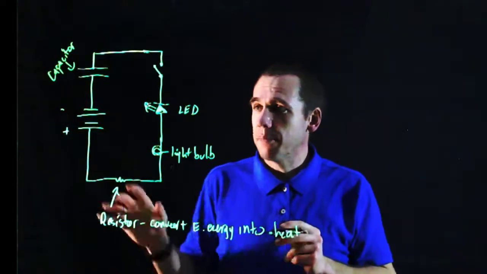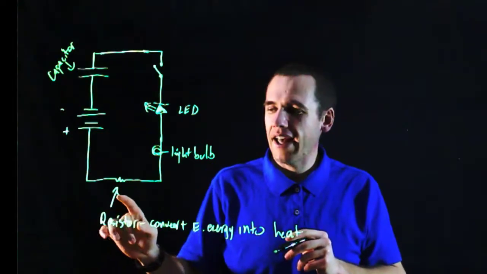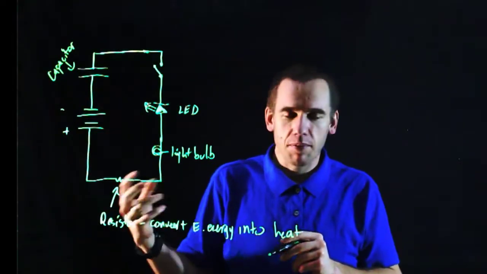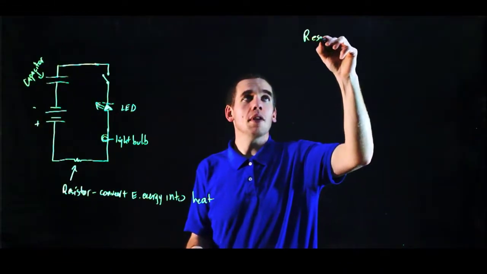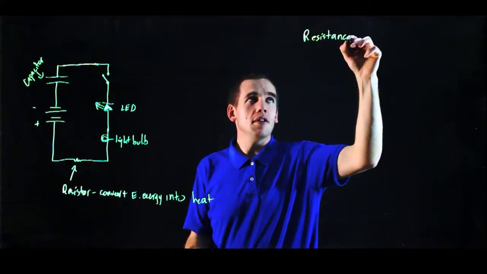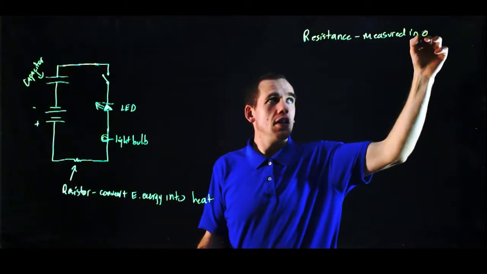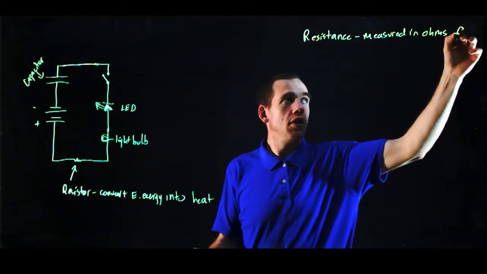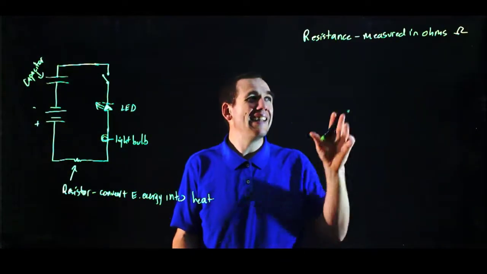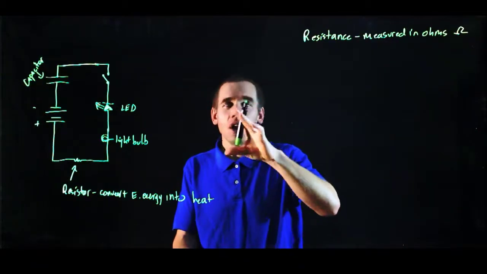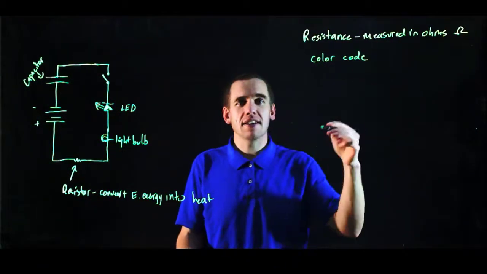So that's a capacitor. Now, this resistor, I said they come in different values and they have different power ratings and they can do different things. Resistance is measured in ohms, and that has the symbol of that thing, an upside-down horseshoe looking thing. And there's a color code that shows what the resistance actually is.